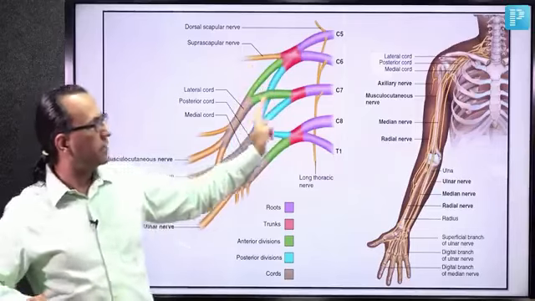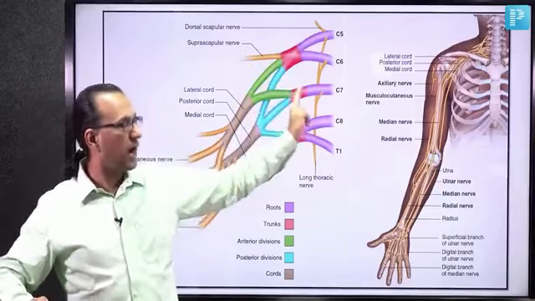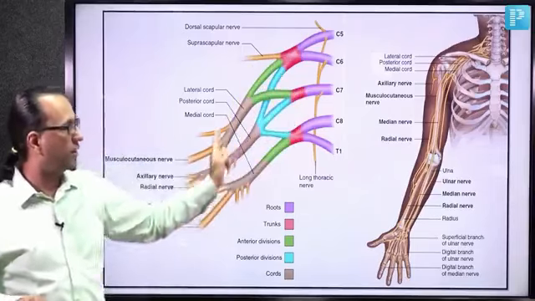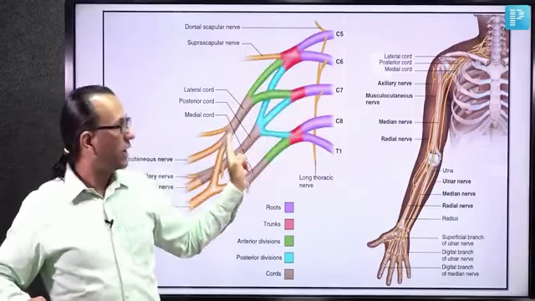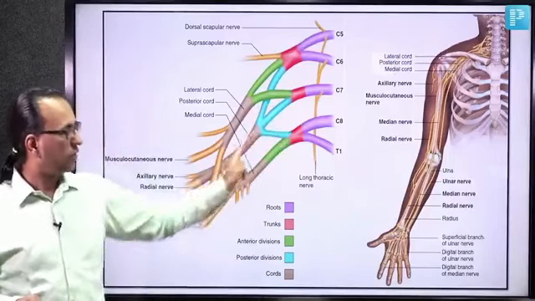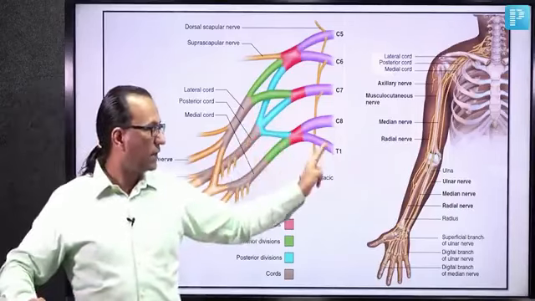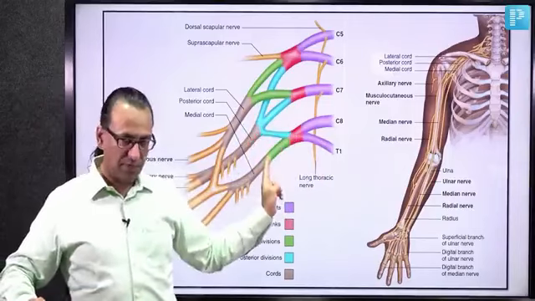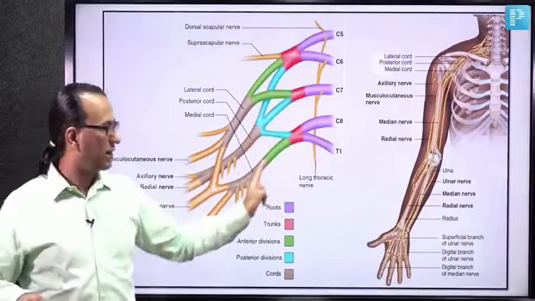The anterior divisions of the upper trunk and middle trunk join to form the lateral cord of the brachial plexus in the axilla, whereas the posterior divisions of all three trunks join to form the posterior cord of the brachial plexus in the axilla, and the anterior division of the lower trunk will continue as the medial cord of the brachial plexus there.